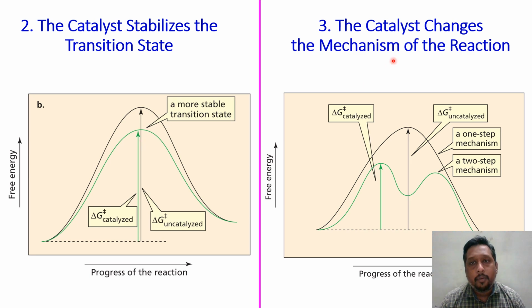In the third type, the catalyst changes the mechanism of the reaction. So if you look again, the black one corresponds to uncatalyzed reaction, whereas the green one becomes a two-step mechanism, whereas in an uncatalyzed reaction it is a one-step mechanism. If you look at a catalyzed mechanism, the catalyst changes the reaction pathway. A one-step becomes a two-step mechanism, thereby decreasing the energy of activation.